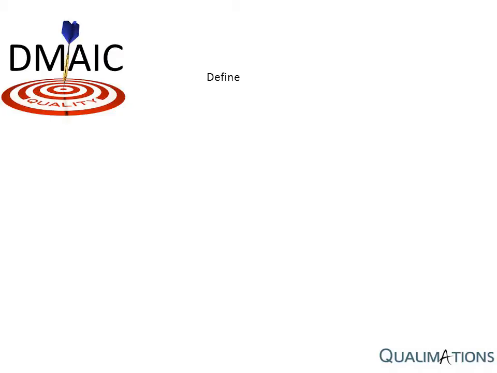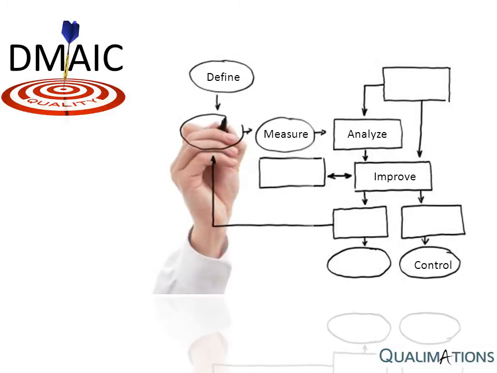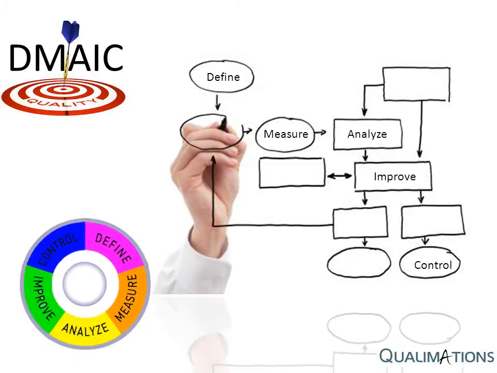DMAIC refers to a data-driven improvement cycle used for improving, optimizing and stabilizing business processes and designs. DMAIC is an abbreviation of the 5 improvement steps: define, measure, analyze, improve and control. This DMAIC improvement cycle is the core process used to drive Six Sigma projects. All of the DMAIC process steps are required and always proceed in this order.